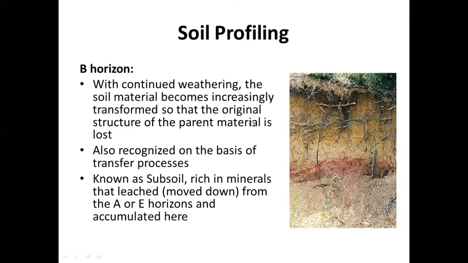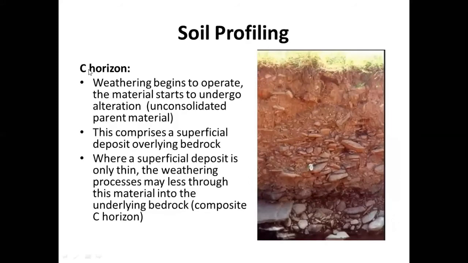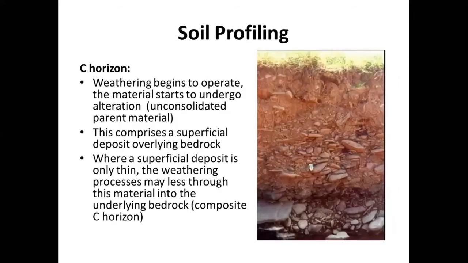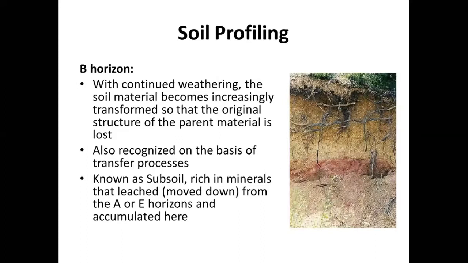Also recognized on the basis of transfer process. So this horizon is also recognized on the basis of transfer process. In the first point, we differentiate it by structure, which one is more weathered and which one is less weathered. The less weathered is the C horizon, and the more weathered is the B horizon, and on the basis of their physical structure, we can differentiate the B horizon from the C horizon. Another way of differentiation is the transfer process. The transfer process can also be used as a tool for differentiating the two horizons of B and C.